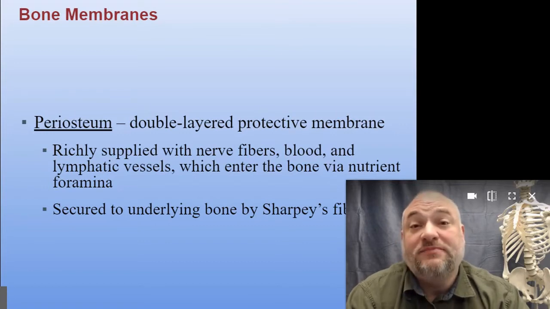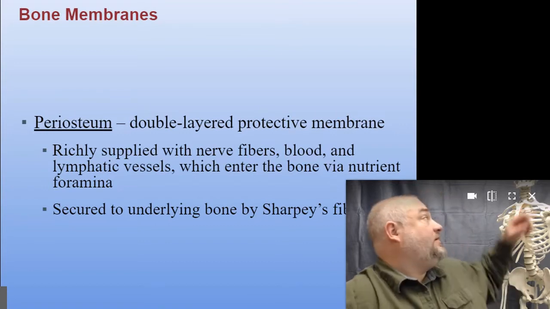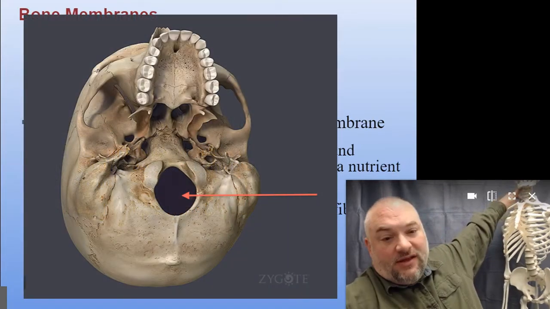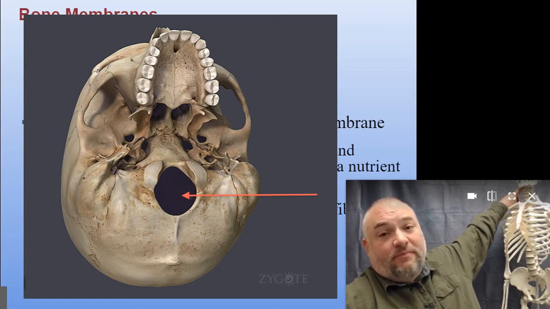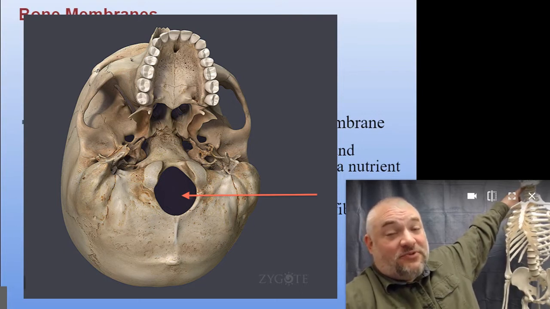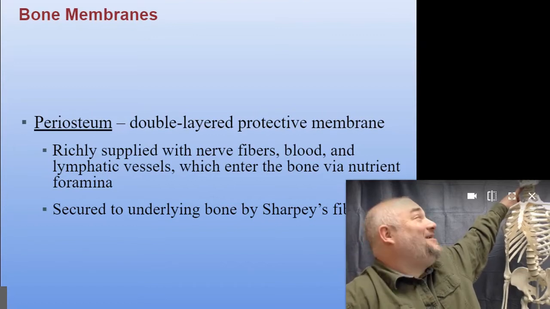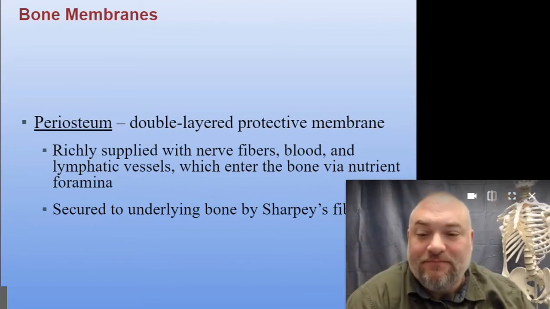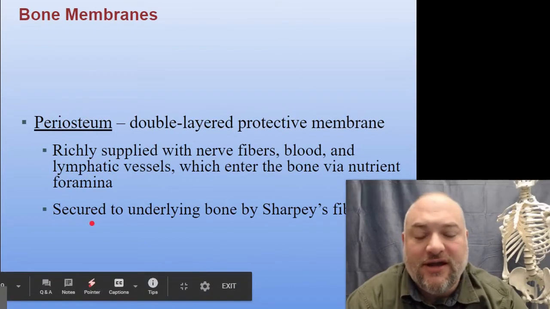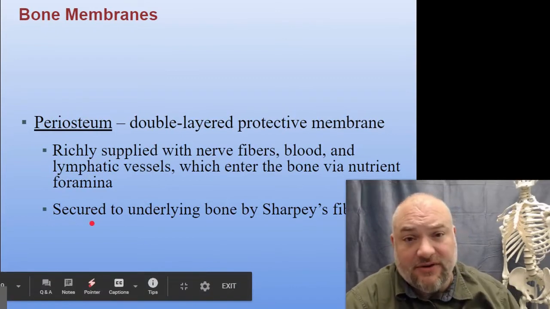Foramen in bone language means hole, like the big one here at the bottom of the base of your skull where the spinal cord goes into your brain. That's called the foramen magnum, which literally means big hole. Foramen hole, magnum big, big hole. Scientists are really creative with their naming. It just sounds fancy because we use Latin, but that is the big hole. And then, like I said before, it's secured to the underlying bone by Sharpey's fibers.